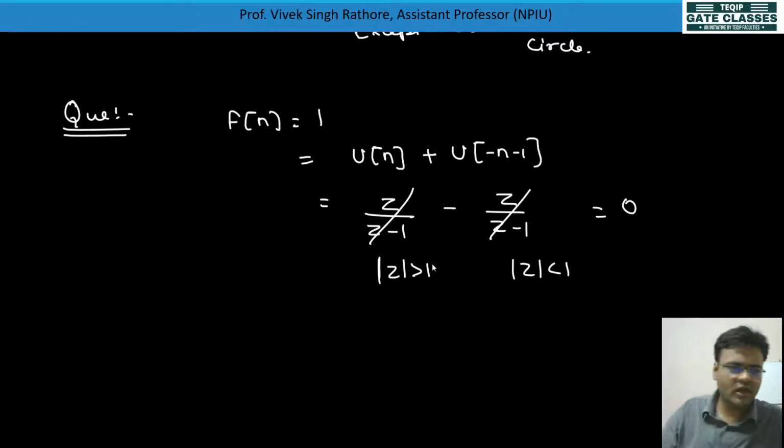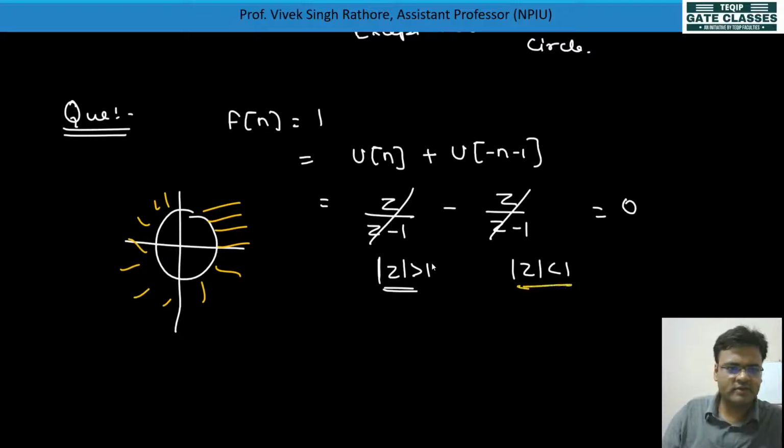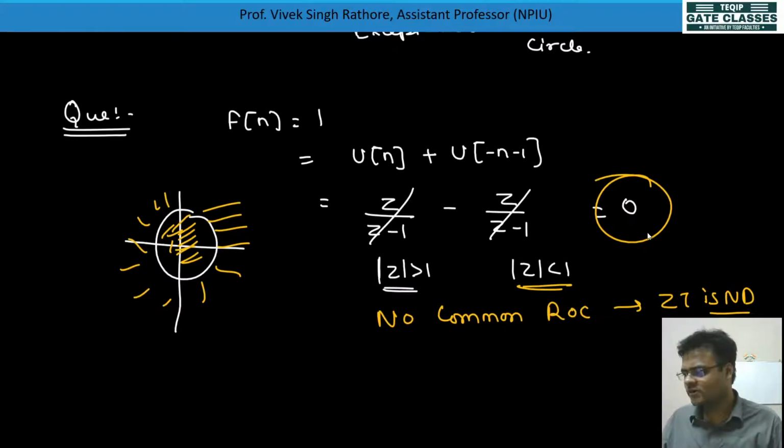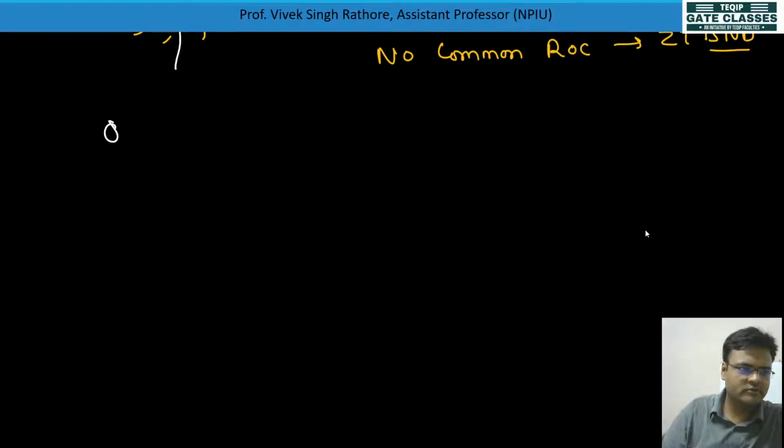Ultimately, you can see from the ROC also, if this is your unit circle, this ROC is outside, and this ROC is inside. So there is no common ROC, and whenever there is no common ROC, then Z transform is not defined. Here we can see the values also, its value is 0, so Z transform is not defined at all. Okay, so now maybe you have understood. Now we'll see one more question.